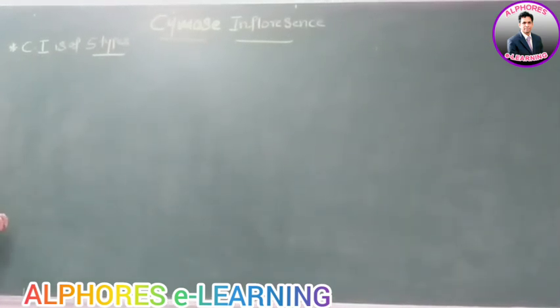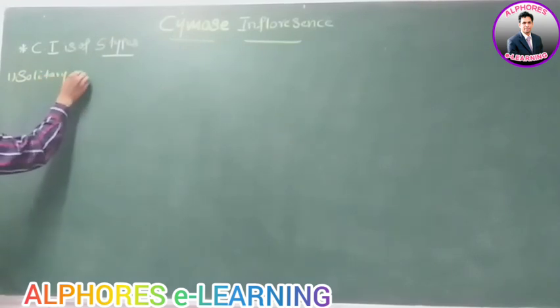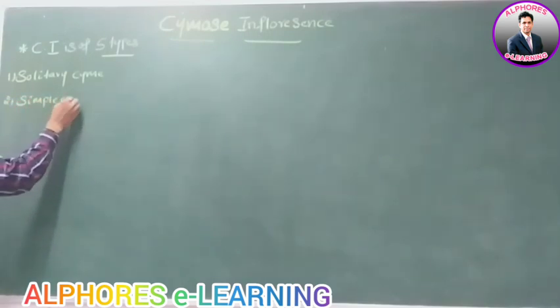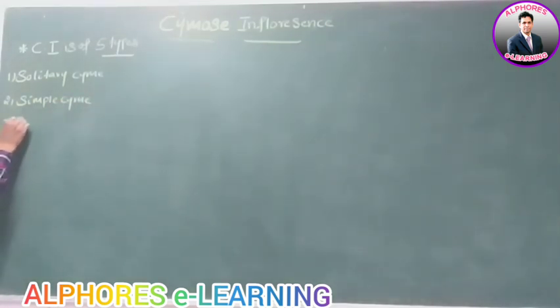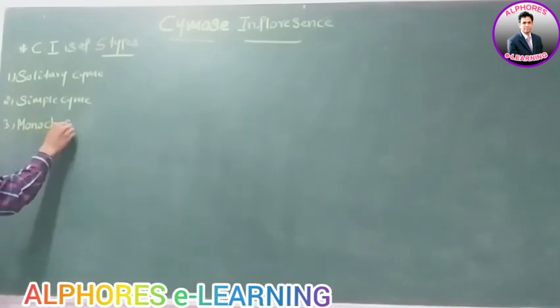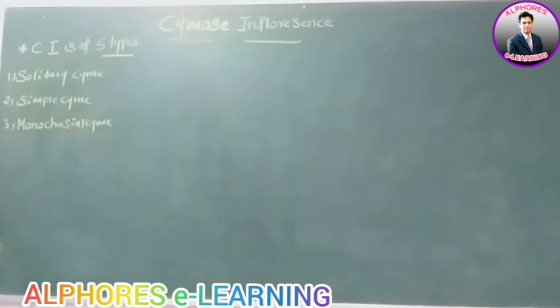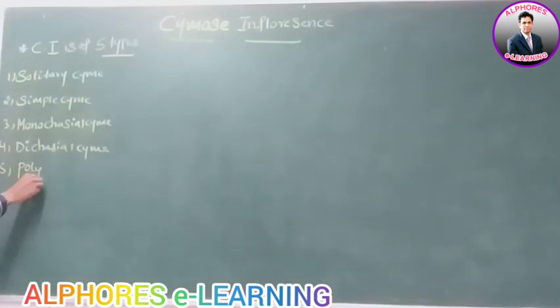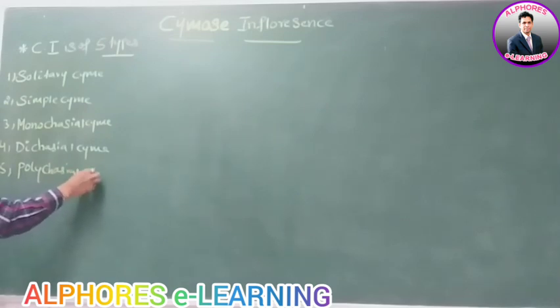Number 1, the first one, solitary cyme. The second one is simple cyme. The third one is monochasial cyme. The fourth one is dichasial cyme. The fifth one is polychasial cyme. Okay, right. Therefore, cymose inflorescence is of 5 types: solitary cyme, simple cyme, monochasial cyme, dichasial cyme, polychasial cyme.